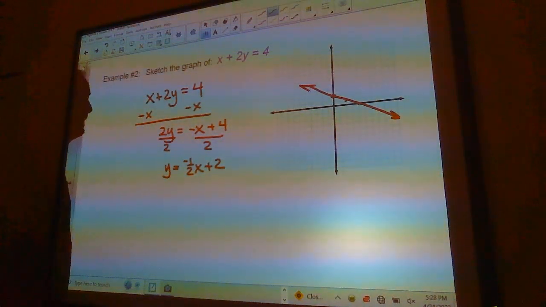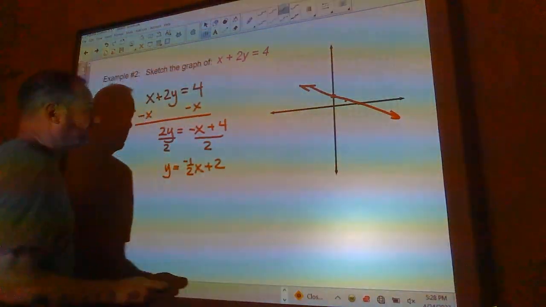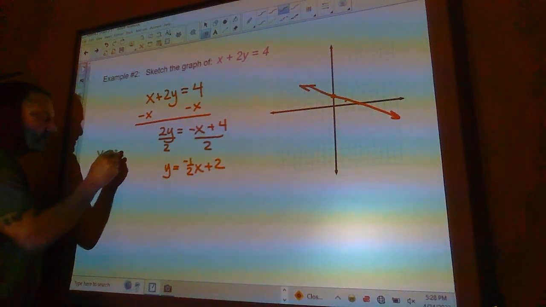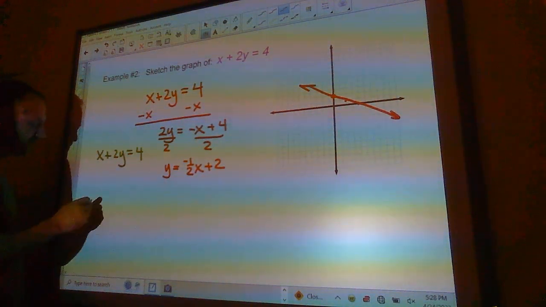Now, what if I did it the other way? What if I said, okay, x plus 2y equals 4. So I'm going to make a table.